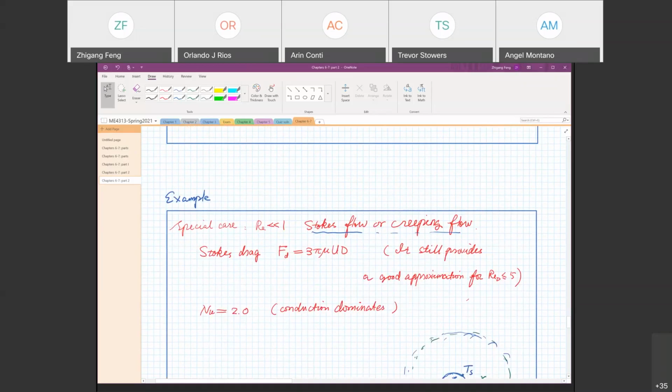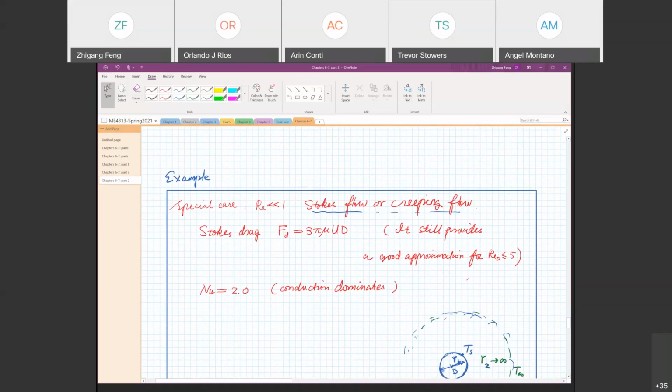Okay. So that's something related to Stokes flow or creeping flow. When flow moves very slowly, that's what we call creeping flow. And we can define the flow based on the Reynolds number. So we say when the Reynolds number is much smaller than 1, the flow is called Stokes flow or creeping flow.